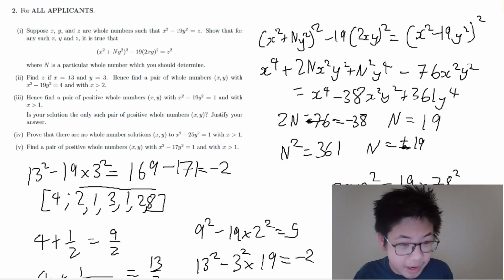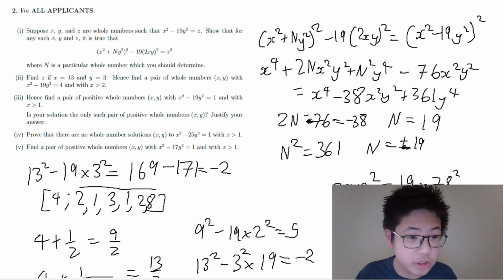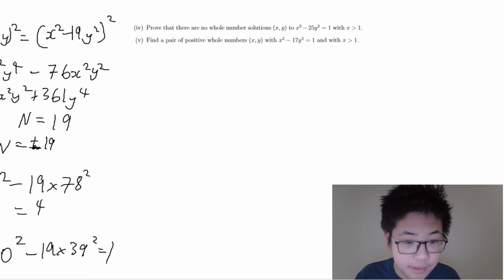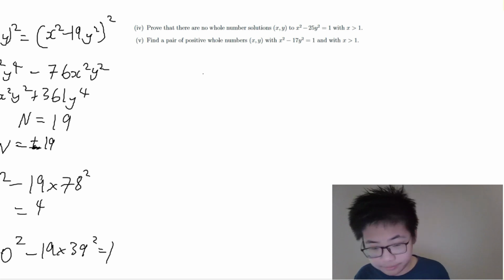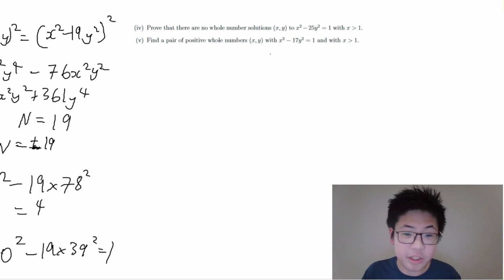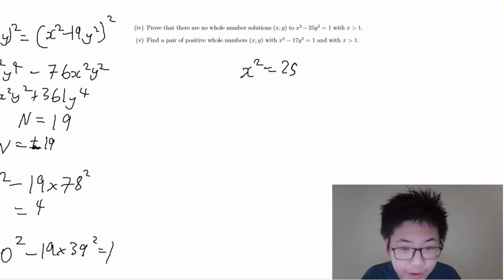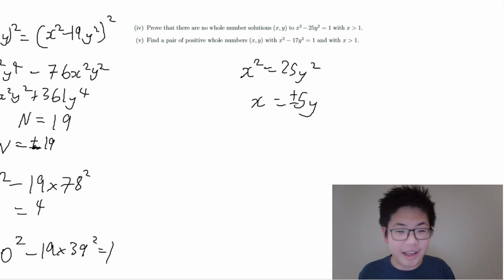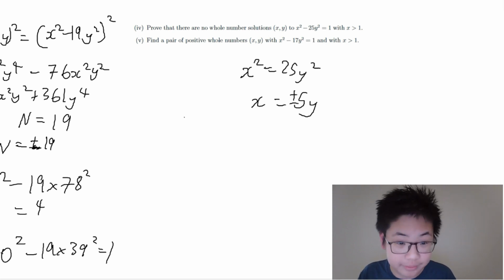Let's talk about part 4. Prove that there are no whole number solutions to x squared minus 25y squared equals 1. Since I'm running out of space, I think I better do this. Since there are no whole number solutions, do you want to know why? It is because if x squared equals 25y squared, then we can deduce x equals 5y. Actually, it's plus minus, but it's still a whole number, and therefore this means that it can never equal 1. It can only equal 0 or any number as long as it's not 1.